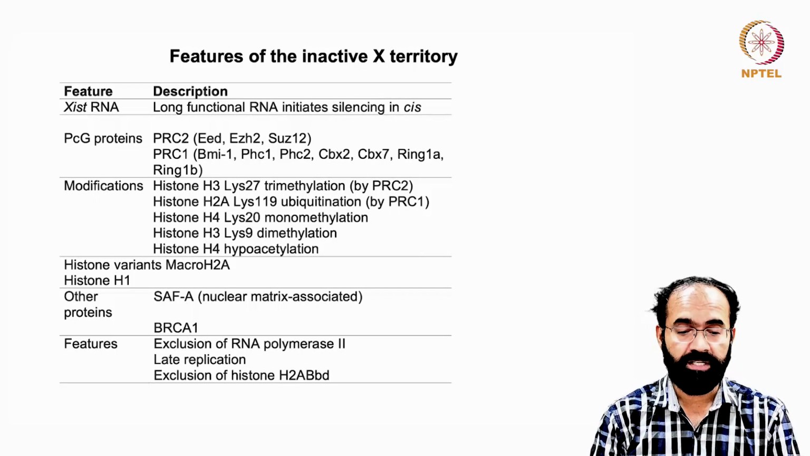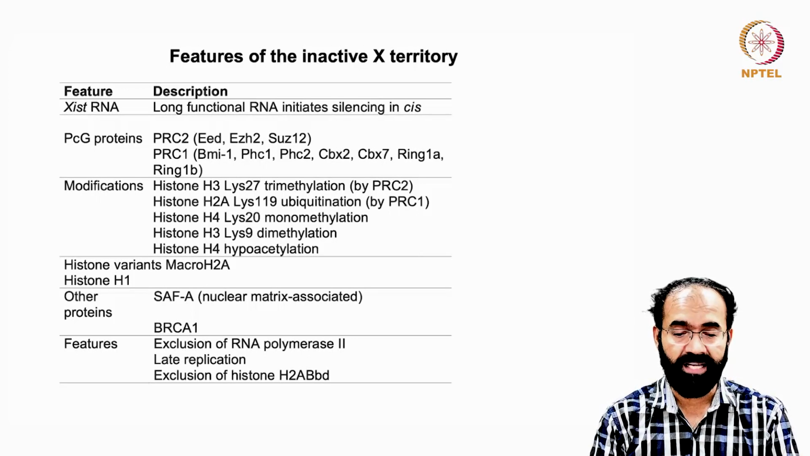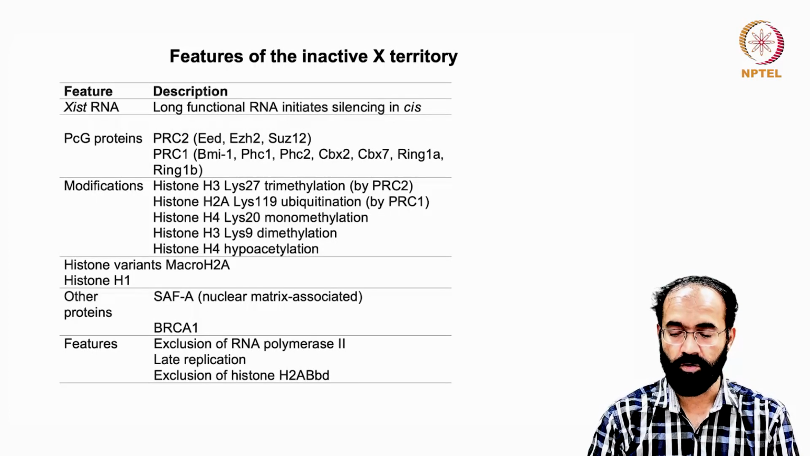And exclusion of H2A.BBD. This is an isoform of histone H2A that will be excluded. So these are all the three features associated with the X chromosome.